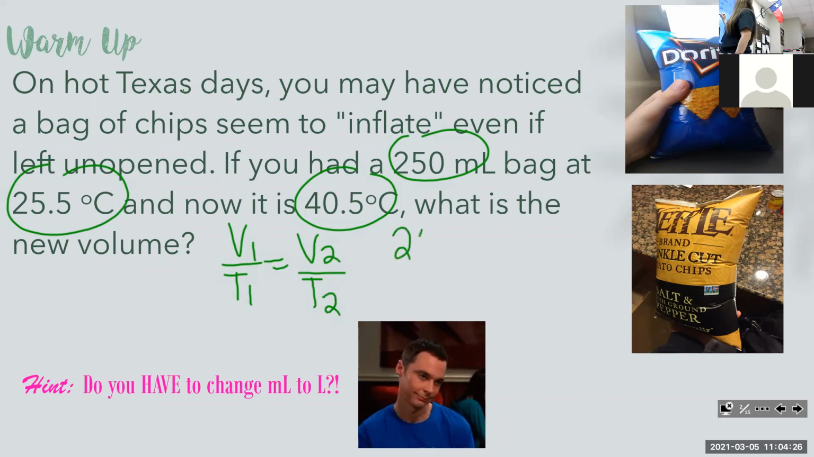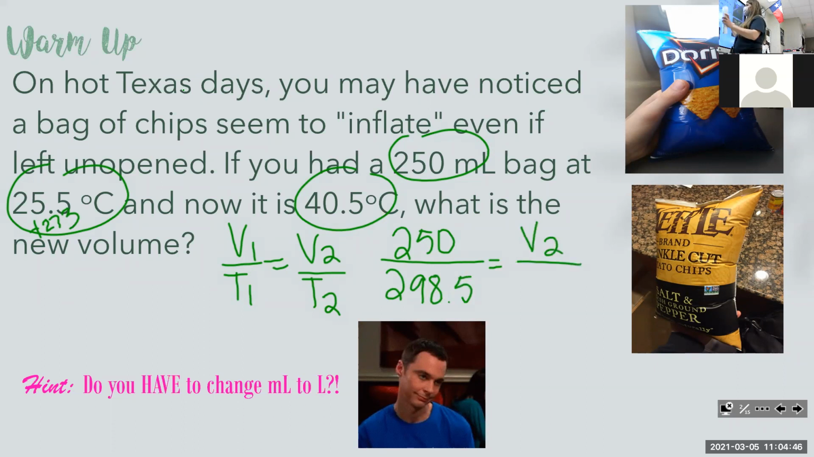V1 was 250 milliliters. I do not have to convert milliliters to liters because there's no reason. You can keep it as milliliters. But I do have to convert temperature by adding 273. So you should get 298.5. And then you're looking for V2. And if you add 273 to the 40, you should get 313.5. Okay, so all I've done is plug into my Charles equation, because Charles always has constant pressure. And when I solve for this, I would do 250 times 313.5 and divide by 298.5.